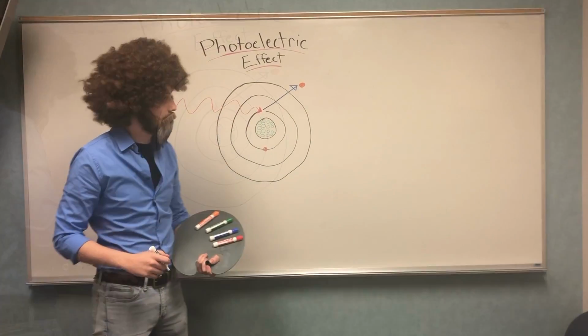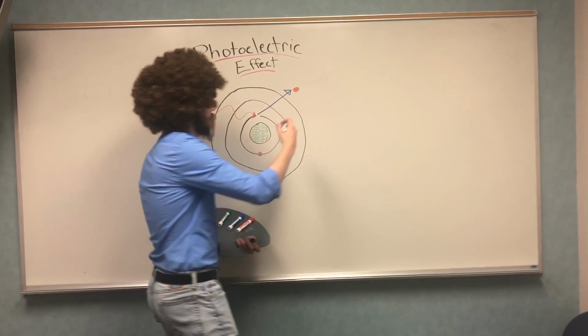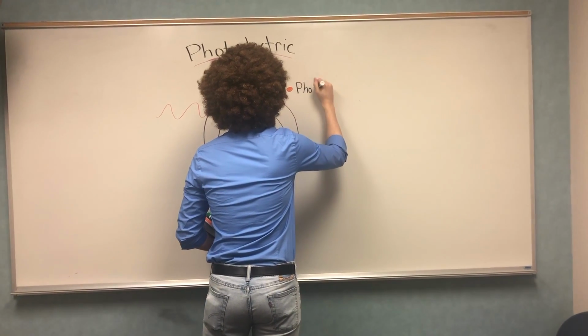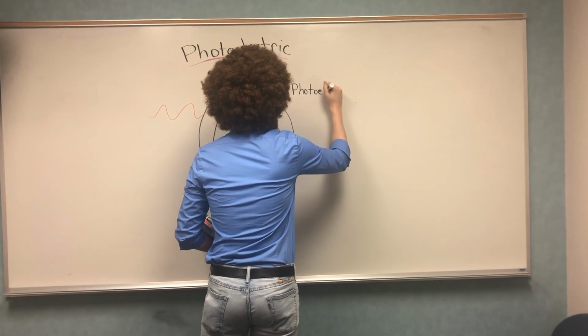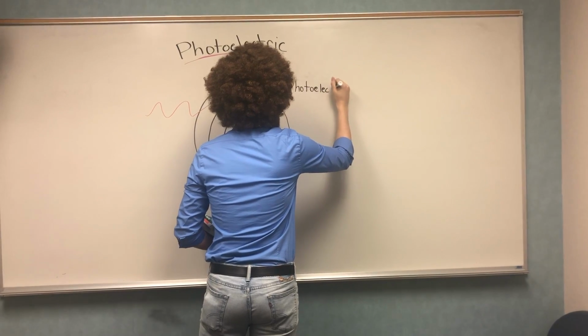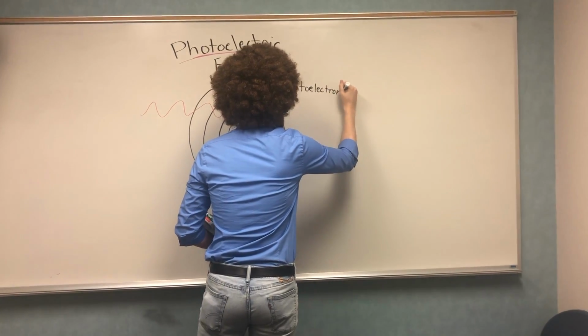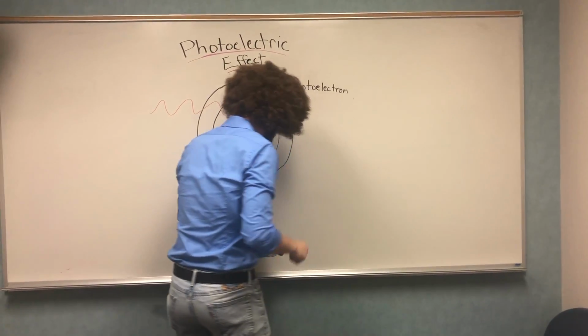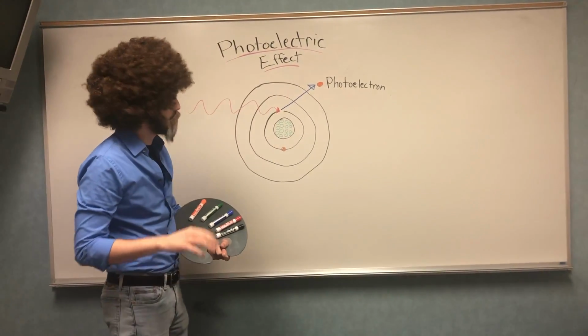All right. So I'm going to go ahead and label this photoelectron right here. There we go. Almost forgot how to spell photoelectron. That would be silly, huh? Well, all right. So now I'm going to go ahead and explain it a little bit better.